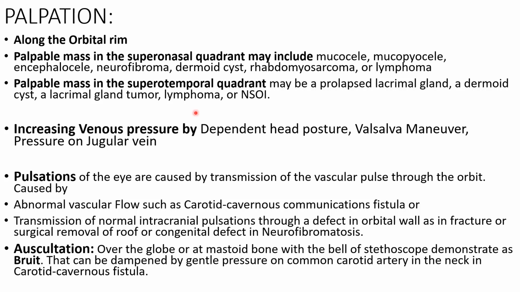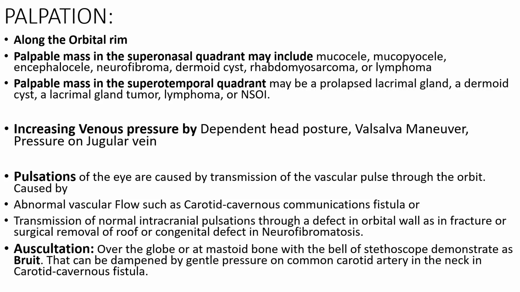The increased venous pressure test may also be performed by asking the patient to have a dependent head posture or to do a Valsalva maneuver, and also we can put a pressure on the jugular vein, and this will increase the venous pressure. With this increase in the venous pressure, if the proptosis increases, that means that there is a vascular lesion which is causing proptosis.